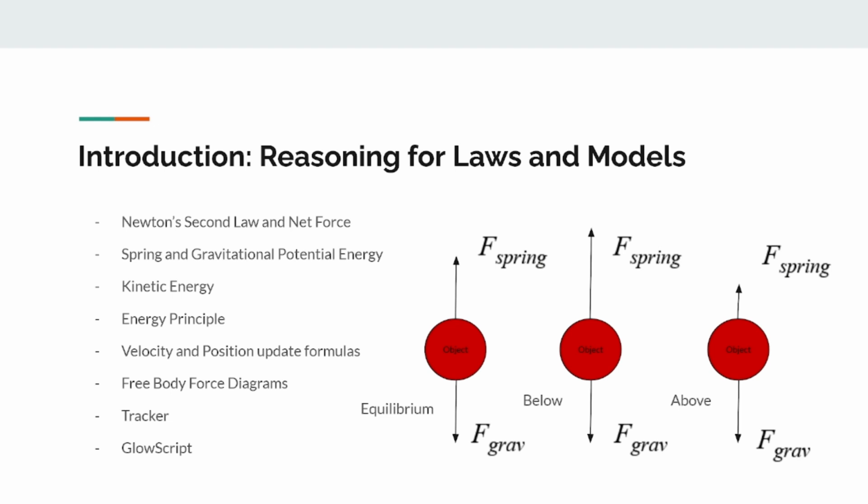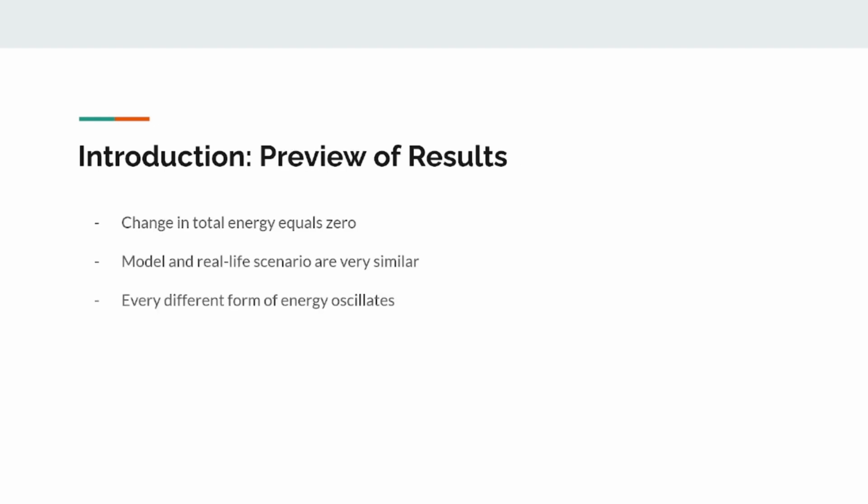We'll also be using Tracker and GlowScript to model our project. So, a preview of results: the change in total energy should be equal to zero, and the model and the real-life scenario are very similar, and every different form of energy should oscillate.